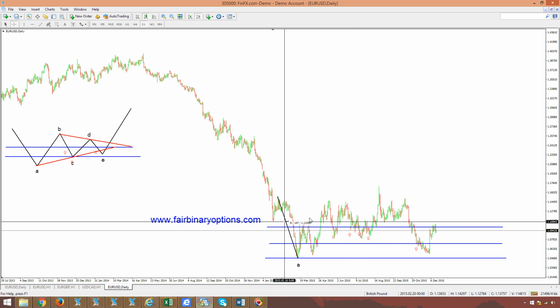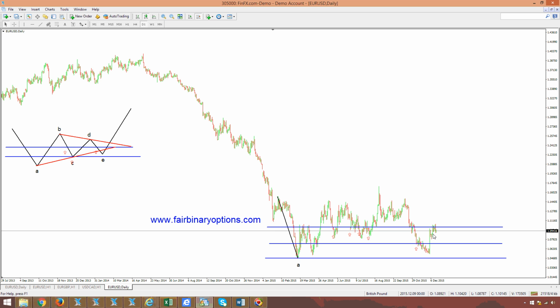Look at this potential triangle. It took almost 1 year, so we are talking about quite an important period of time. As you can see, 50% retracement. I use this example on the daily chart just to be as clear as possible.